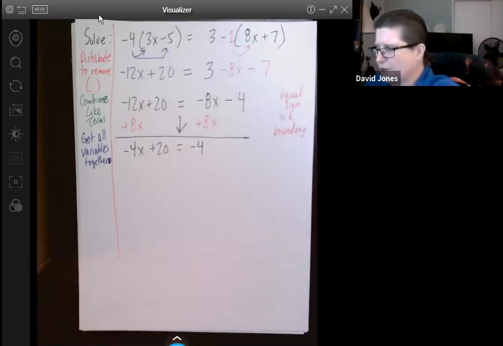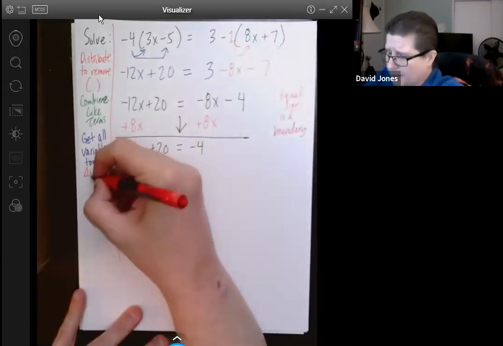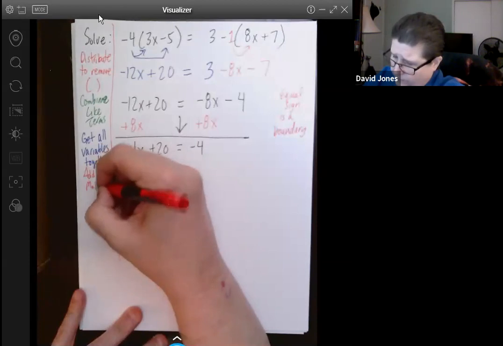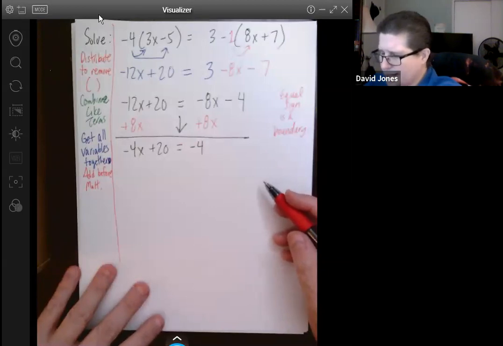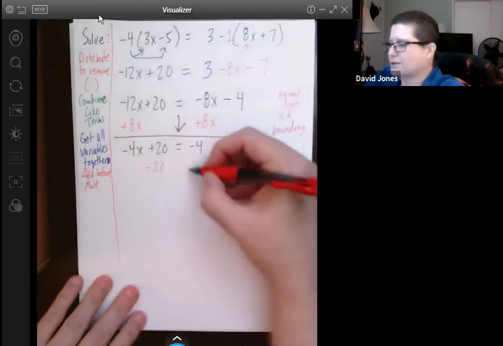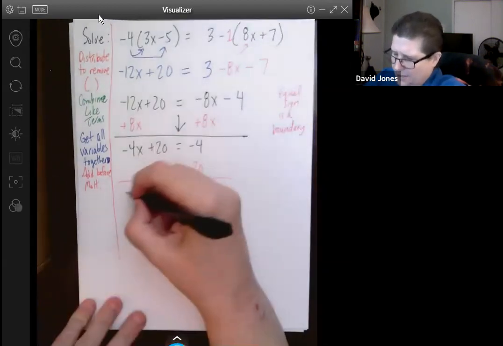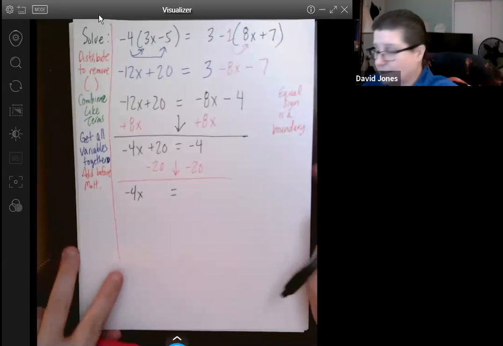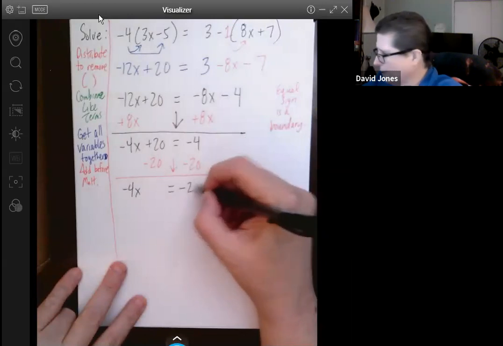Now, I told you that when you have something like this, I've got all the variables together. Addition before multiplication. The addition property before the multiplication property. So here I've got plus 20. It's like having 20 extra pounds. I want to lose 20 pounds, so I'll subtract 20 pounds from both sides. If I do that, 20 minus 20 is 0 on the left. I still have the negative 4x. On the right, negative 4 minus 20 is negative 24.